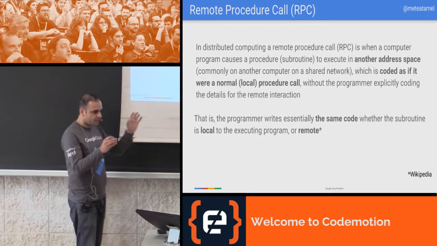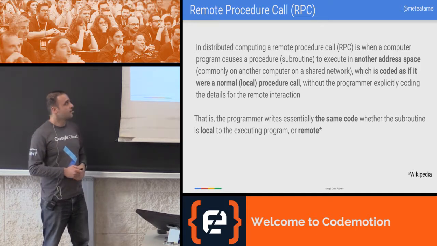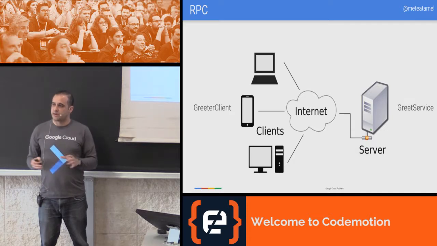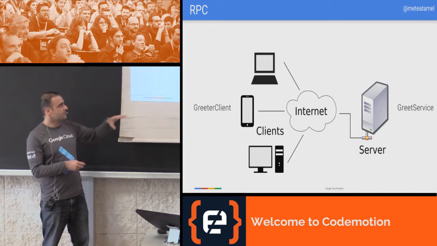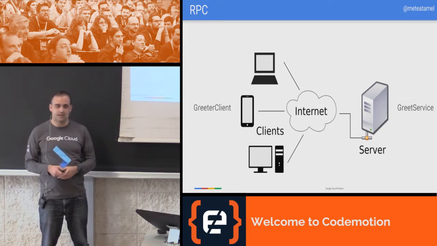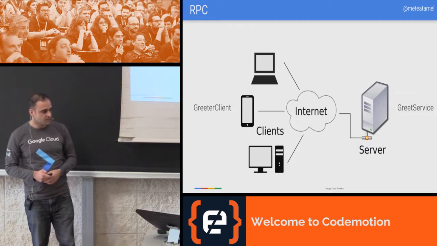Now, what is a remote procedure call? If you look at the definition from Wikipedia, it's this long definition. But basically, what it means is that your service and the client are separated now. They are not on the same machine. Maybe your client is running on a laptop or a desktop or a mobile device, and your server is running somewhere in the cloud, and then they need to somehow communicate, right?